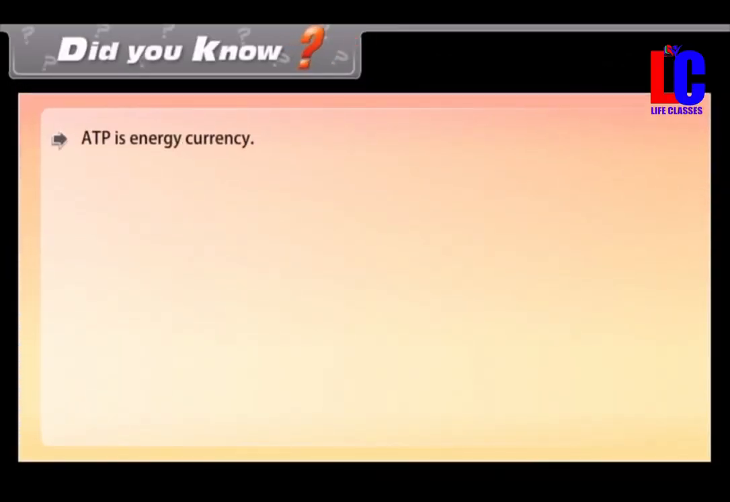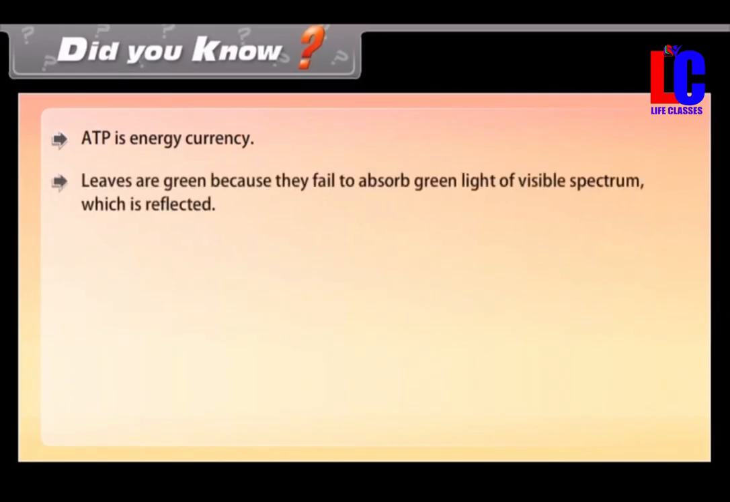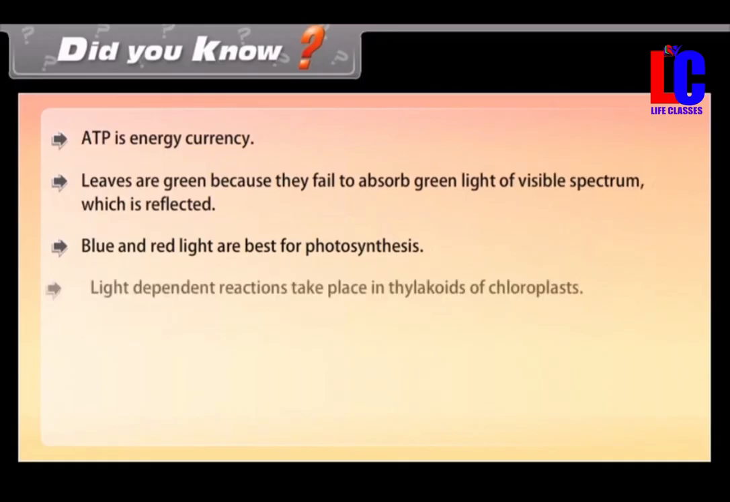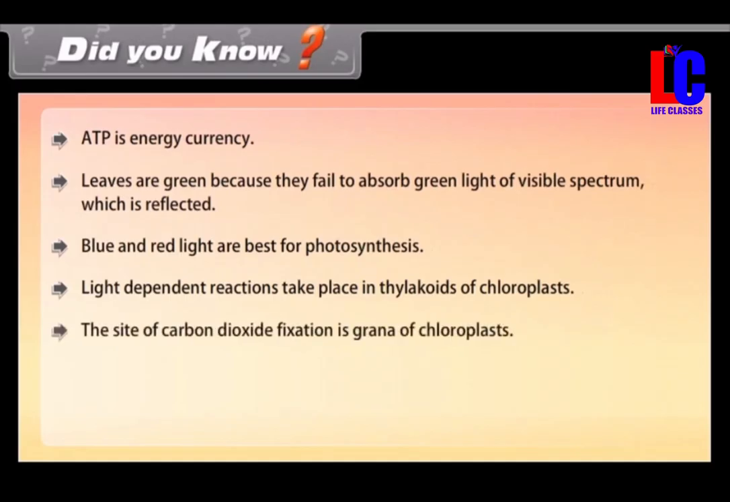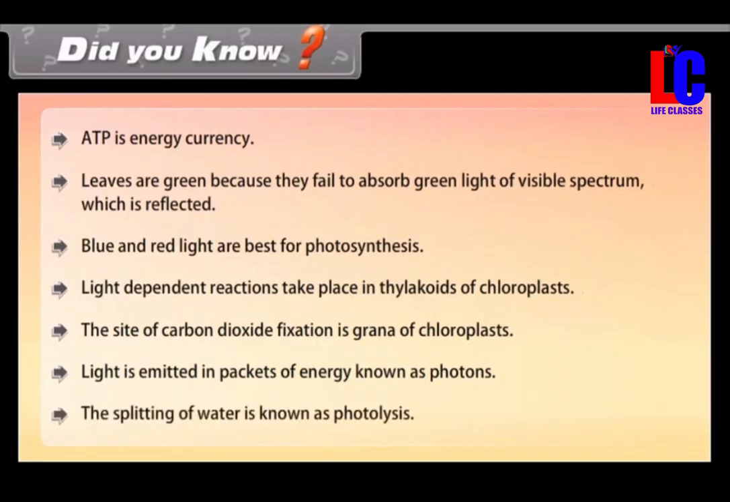Did you know ATP is the energy currency? Leaves are green because they fail to absorb green light of the visible spectrum, which is reflected. Blue and red light are best for photosynthesis. Light-dependent reactions take place in thylakoids of chloroplasts. The site of carbon dioxide fixation is the grana of chloroplasts. Light is emitted in packets of energy known as photons. The splitting of water is known as photolysis.